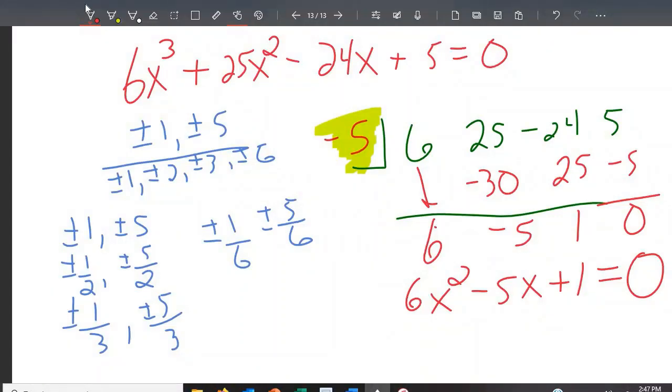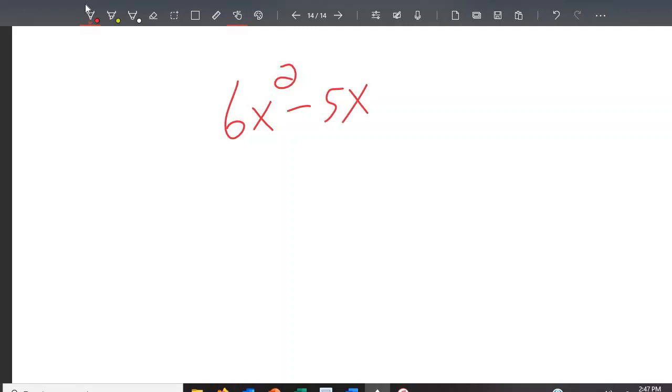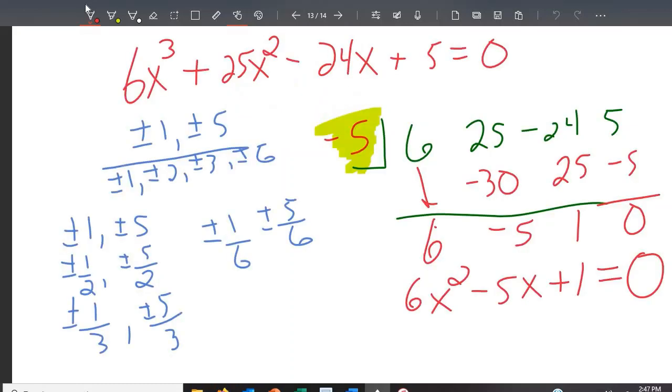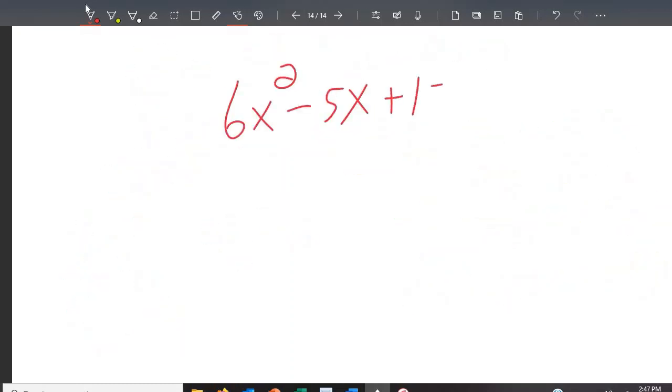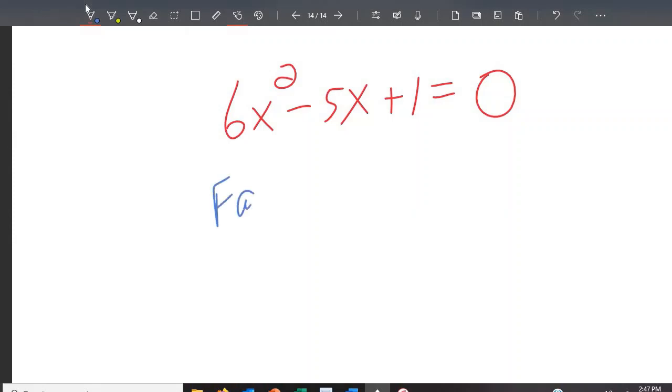I'm going to come over here on the last slide. 6x squared minus 5x plus 1 equals 0. Now, I want you to factor this, factor and solve.